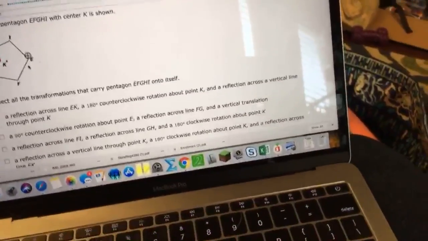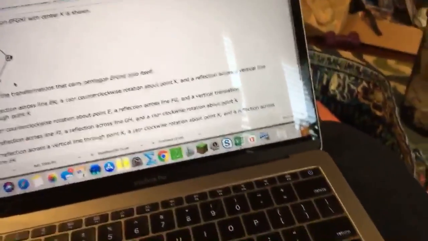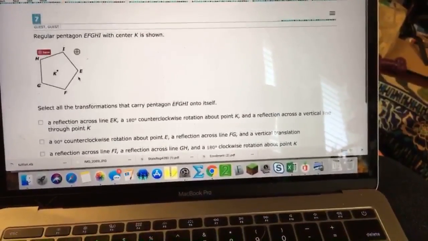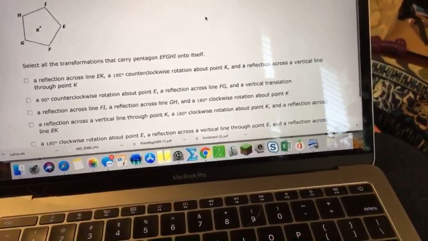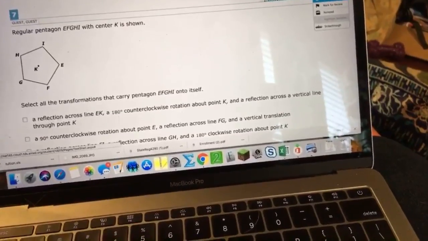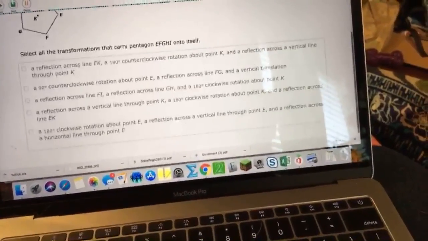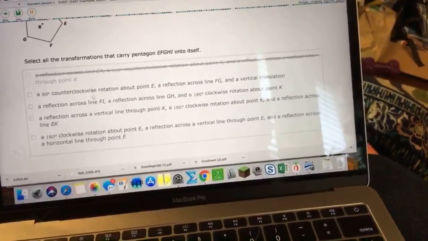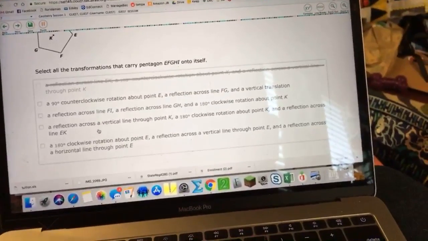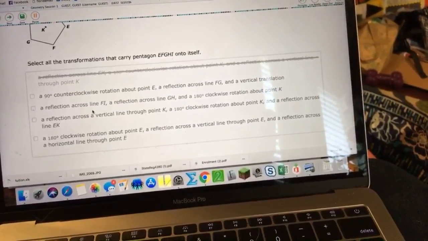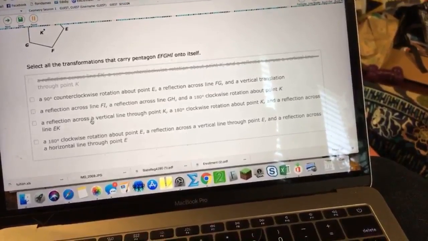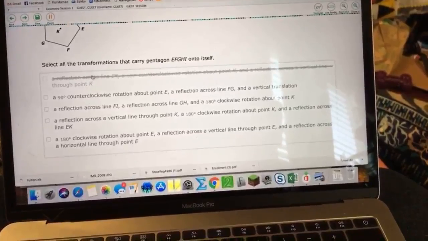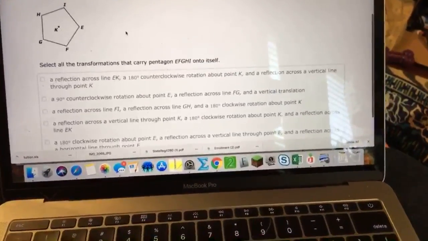So any rotation around the center is going to have to only be a multiple of 72. Okay, so I'm going to go ahead and strike through this one, and strike through this one. Actually, wait, no. A is correct. Okay. I'm going to draw it out.